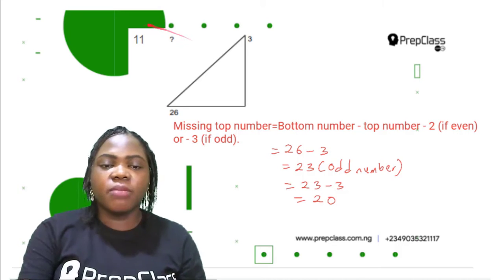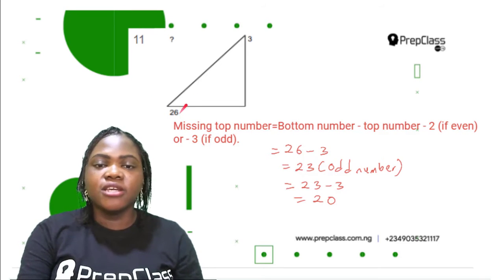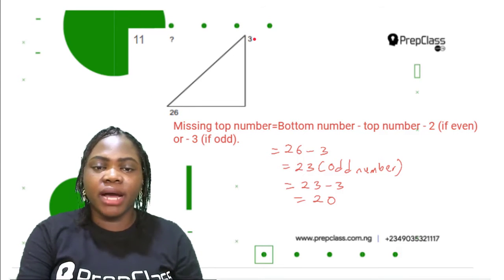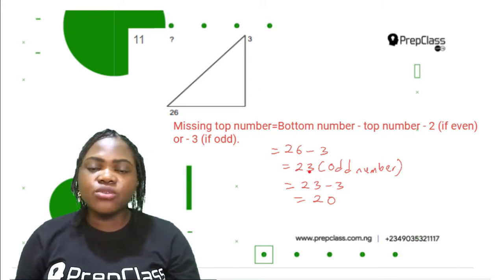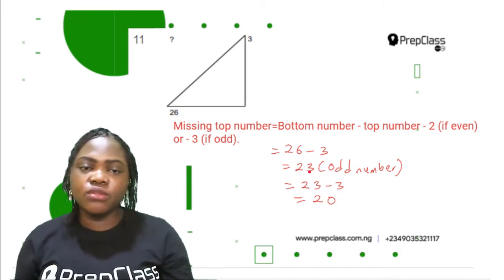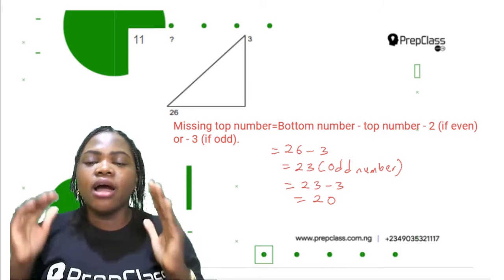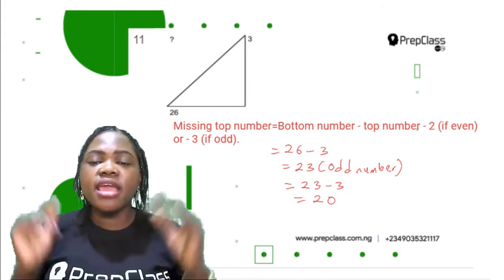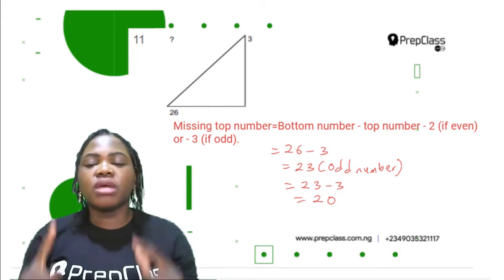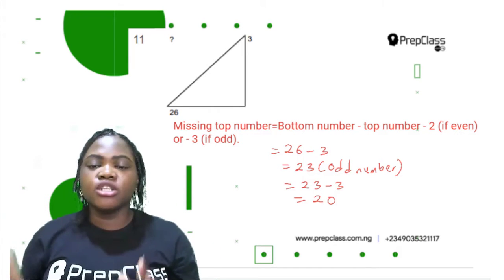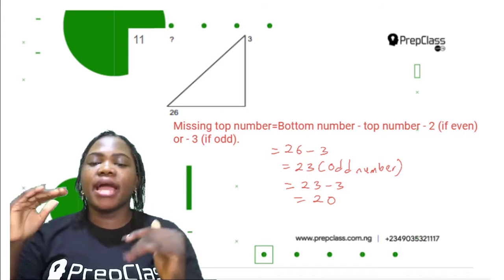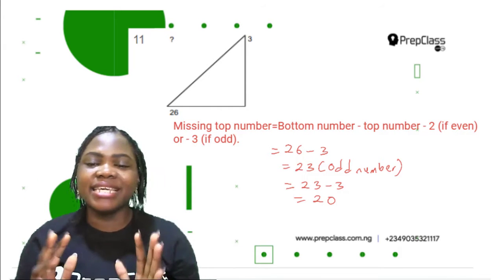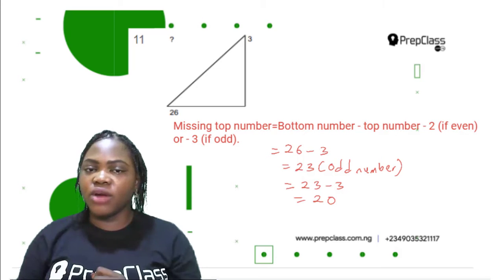Let's do that. So the bottom number here is 26. 26 minus the given top number, that's 3. 26 minus 3 is 23. What is 23? Is it an odd number or an even number? It's an odd number. Odd numbers end in 1, 3, 5, 7, and 9. So 23 is an odd number. So what do we do to odd numbers? We subtract 3. So 23 minus 3 is what? 20.